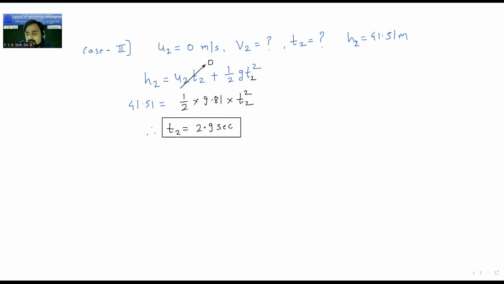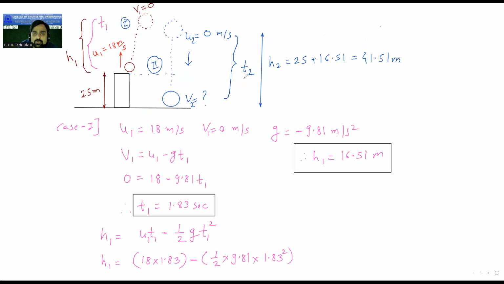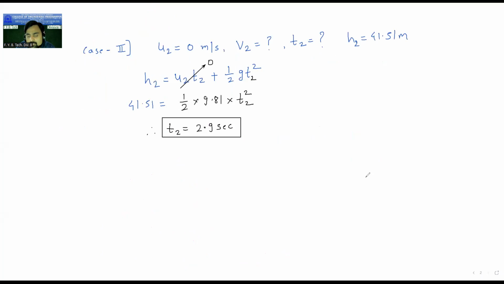Okay. आता आपल्याला काय मिळालं? हे टाइम मिळाला. We have also calculated this quantity. Now what is remaining? This v2 is remaining. मग आता तुम्हाला हाईट माहिती आहे, टाइम माहिती आहे, इनिशियल वेलोसिटी माहिती आहे. सो g ची व्हॅल्यू पण तुम्हाला माहिती आहे. So you can easily calculate this v2. So here V2 is equal to U2 plus GT2. V is equal to U plus AT. तसंच इक्वेशन लिहिलेलं आहे.